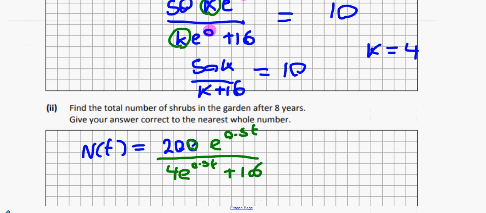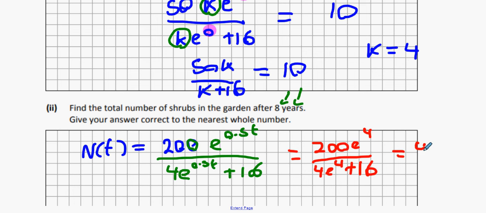Now, what does it say it wants from me? T value of 8 years. Oh, this is handy. This is easy money at the moment. Okay. What's a half times 8? Huh? 4, isn't it? So it's 200 e to the 4 over 4 e to the 4 plus 16. Throw all that into the calculator. You'll get 47 to the nearest whole number. We all good? All right.